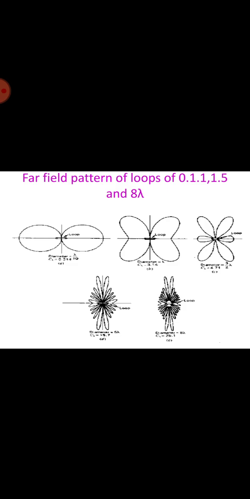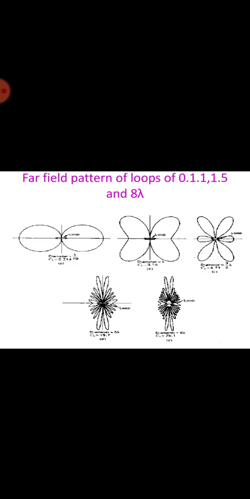By way of contrast, the pattern for a loop of 5 lambda in diameter is shown in the fourth figure. This is typical for large circular loops with uniform current, and the maximum field is in a direction nearly normal to the plane of the loop, while in the direction of the plane of the loop it is small. All patterns are adjusted to the same maximum, and the space patterns for the cases are a figure of revolution of the patterns around the polar axis.